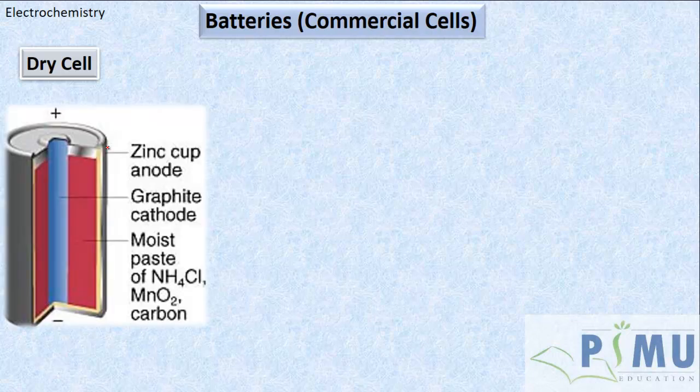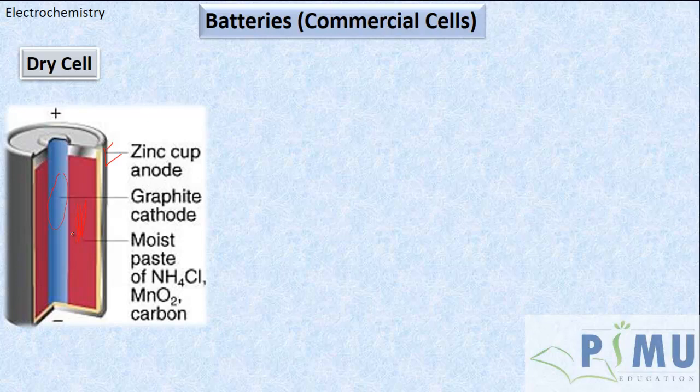So, dry cell is a primary cell. It becomes dead over a period of time and the chemical reaction stops. It cannot be recharged or used again. In this cell, zinc cap or zinc container acts as anode and graphite rod acts as cathode. This graphite rod is surrounded by a moist paste of NH4Cl and powdered mixture of MnO2 and carbon.